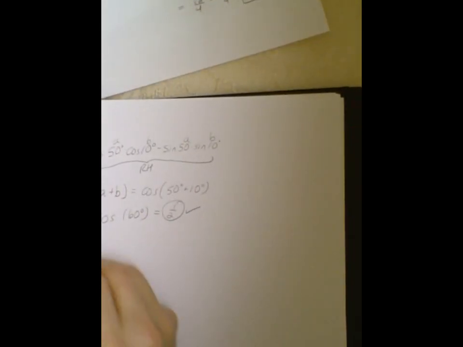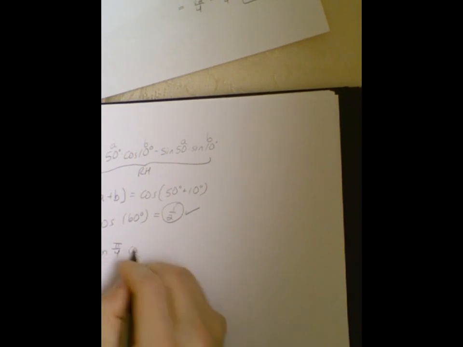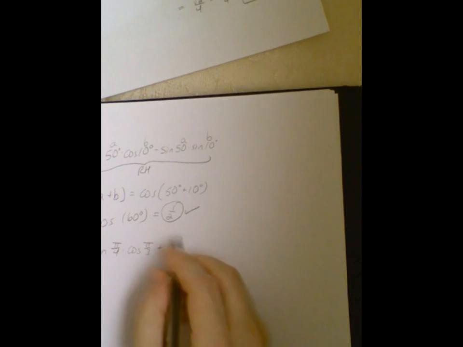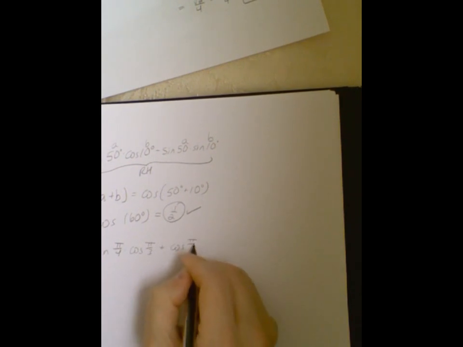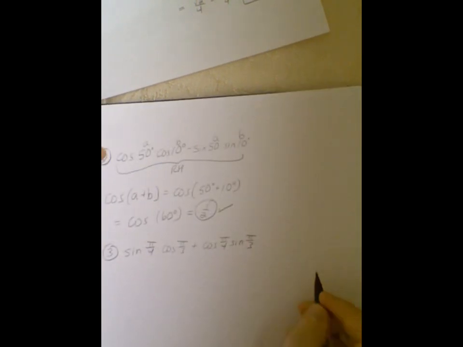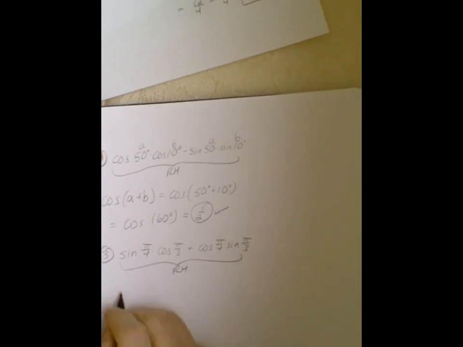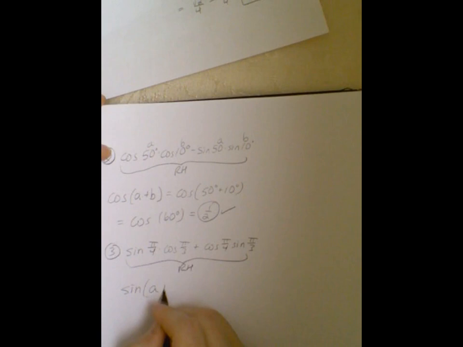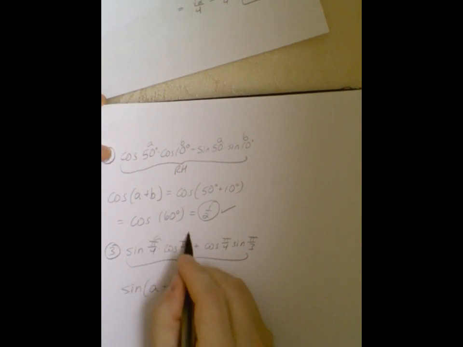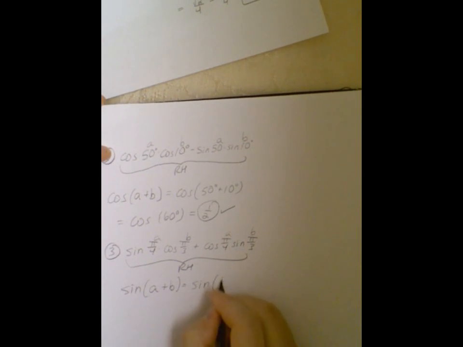Okay, number 3 is sine of pi over 4 times cos of pi over 3 plus cos of pi over 4 sine of pi over 3. All right, going backwards. We just said that that's the right-hand side again, and you give me the left-hand side. This was originally the sine of A, sine keeps the sign, plus B. Here's A, here's B, here's A, here's B. This is officially the sine of pi over 4 plus pi over 3.